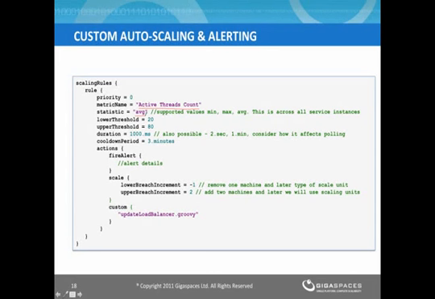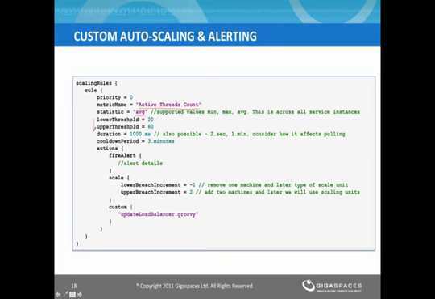So min means that all of the instances will be above a certain metric. Max means that at least one instance will be above or below a certain metric. So it's very flexible in the way you can configure it.